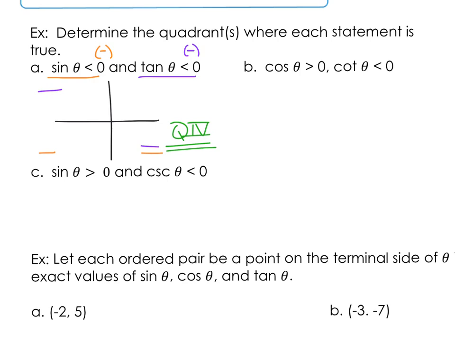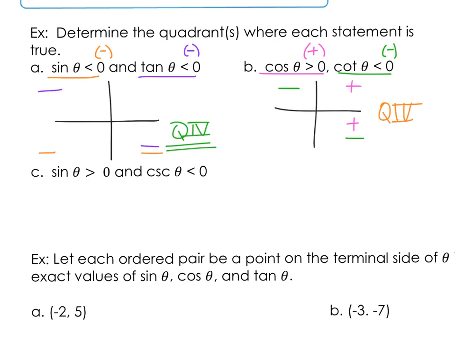Pause the video and create an xy axis. Determine when cosine is greater than 0 and when cotangent is less than 0. See if you can determine the quadrant or quadrants where that statement is true at the same time. Did you get quadrant 4 again? I have cosine is greater than 0, which means it's positive, and that was true in 1 and 4 because it's related to the x-coordinate. When you count to the right, x is positive.